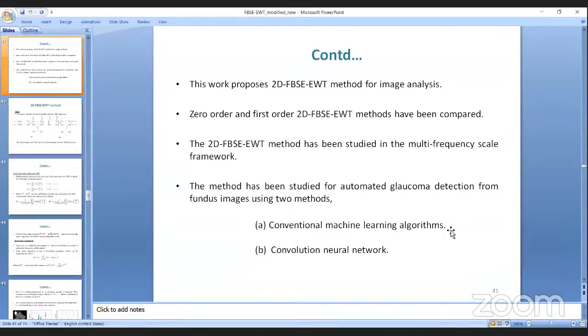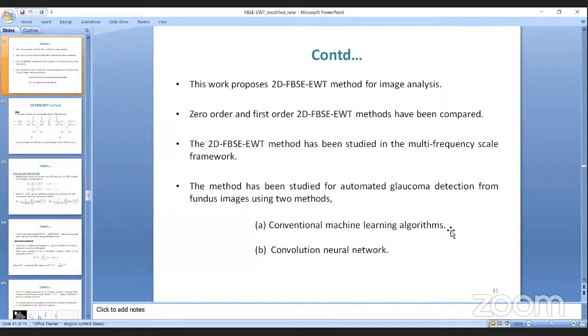In this work, we have proposed a two-dimensional Fourier-Bessel series expansion based empirical wavelet transform method for image analysis. We have compared the zero order two-dimensional FBSE method and the first order two-dimensional FBSE method for the diagnosis of glaucoma based on fundus images. The two-dimensional FBSE method has also been studied in the multi-frequency scale framework. We have studied automated glaucoma detection for fundus images based on two approaches: one is the conventional machine learning method, and the second is the convolutional neural network.